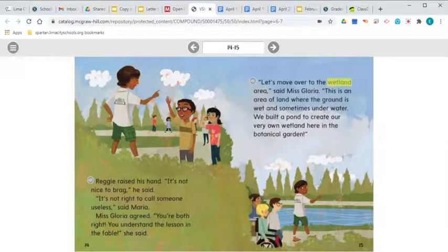Reggie raised his hand. "It's not nice to brag," he said. "It's not right to call someone useless," said Maria. Miss Gloria agreed. "You're both right. You understand the lesson in the fable," she said.